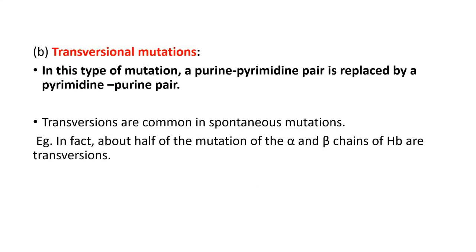Next is about transversional mutations. In this type of mutation, a purine-pyrimidine base pair is replaced by a pyrimidine-purine base pair. Transversions are common in spontaneous mutations. For example, in fact, about half of the mutations of the alpha and beta chains of hemoglobin are transversions.